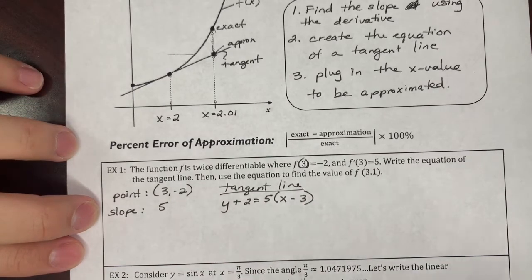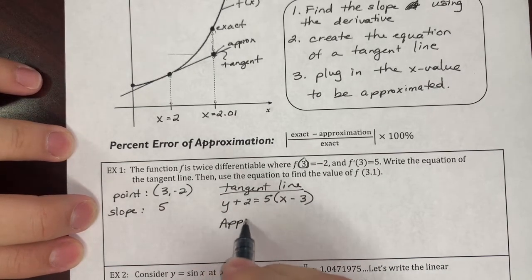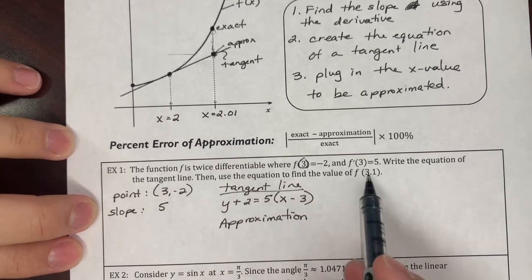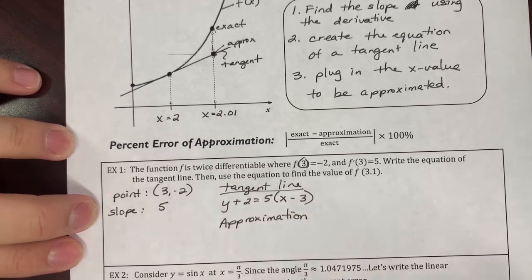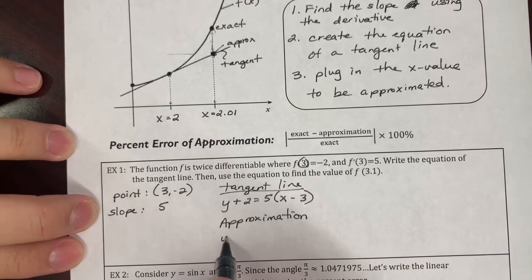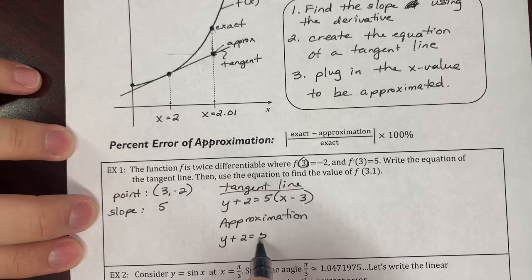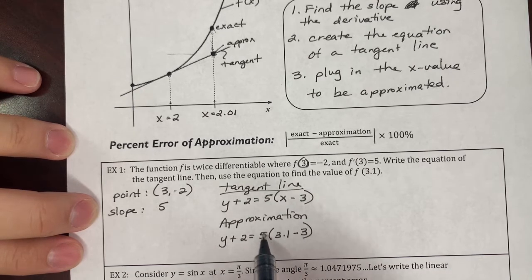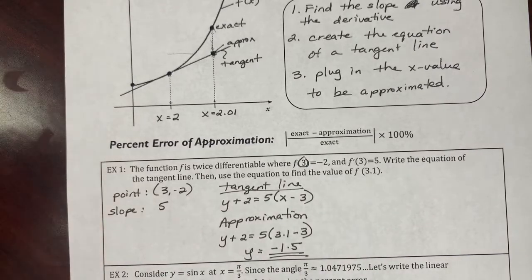All right, so then as far as the approximation is concerned, if we want to know what the approximate value at 3.1 is, what is the y value at that? We're just going to plug it into our tangent line equation. So y plus 2 is equal to 5 times 3.1 minus 3. So that's 0.1. 0.1 times 5 is 0.5. Minus 2, y is equal to negative 1.5. That's our answer.